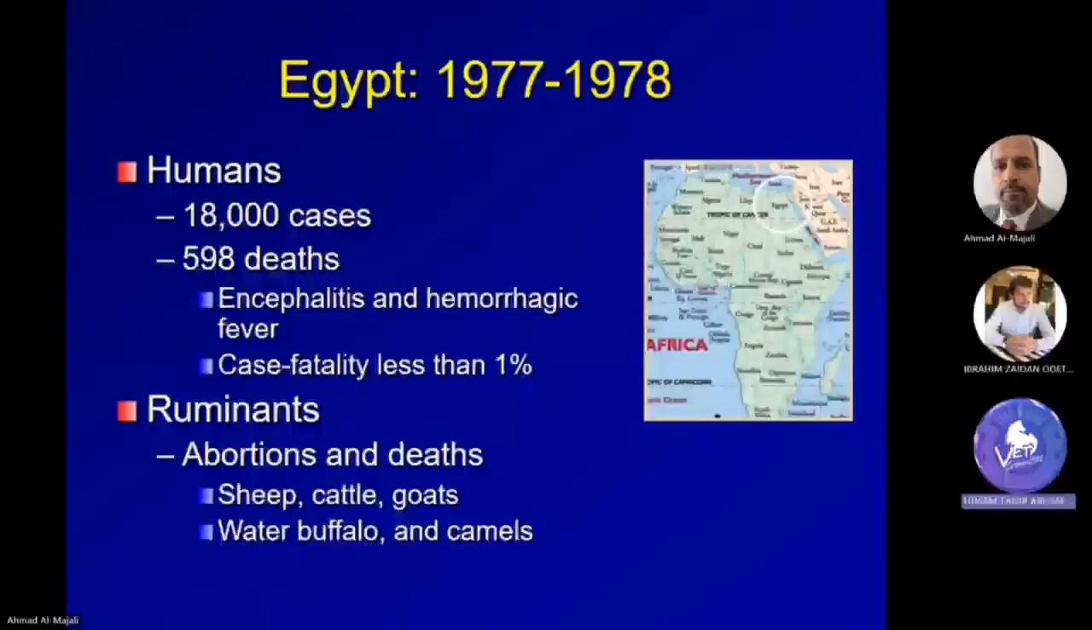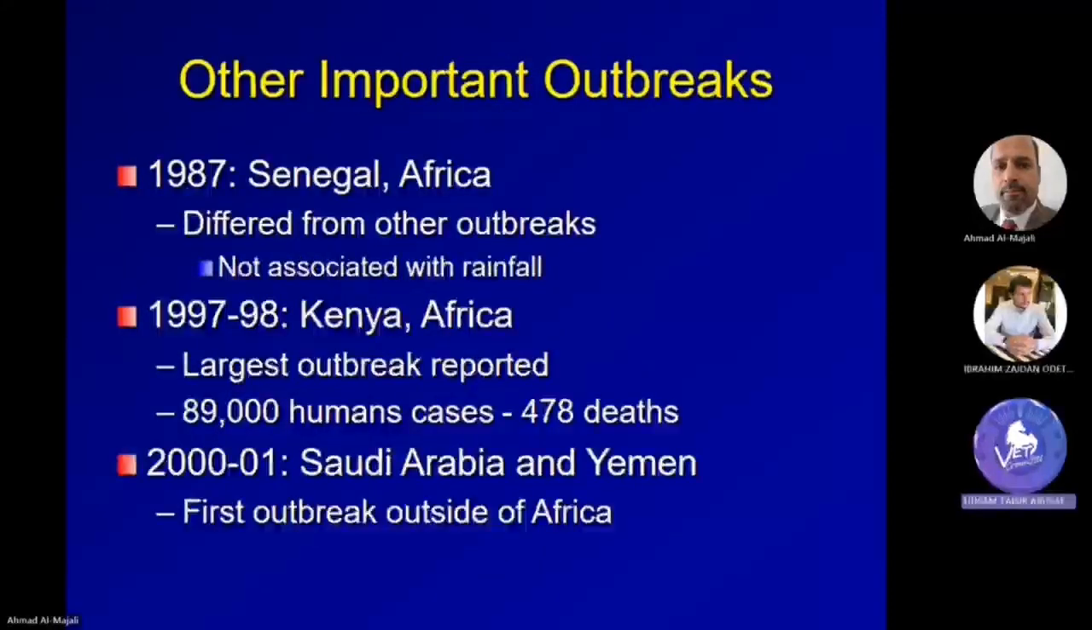In ruminants in Egypt, the number of animals that aborted and died was uncountable that year. They did not pay attention to that when they had that huge human problem.